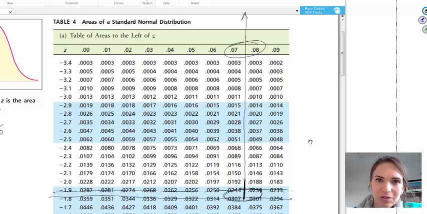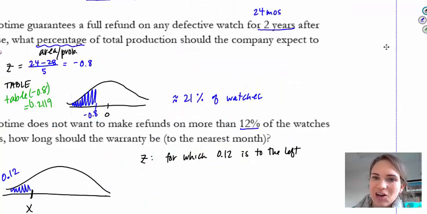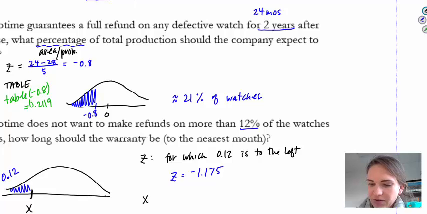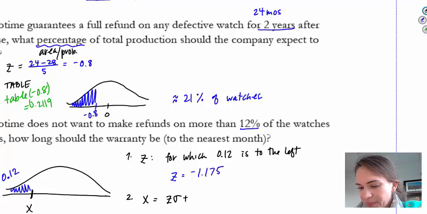If you're not comfortable with halfway marks between those numbers, then you would just pick 0.07 or 0.08. Either one would be off by the same amount. I'm happy with negative 1.175 for the best value of z that we can find from the table. And then we need to calculate the x value, right? So step 1, step 2, what is the x value associated with this z-score? That's z sigma plus the mean.